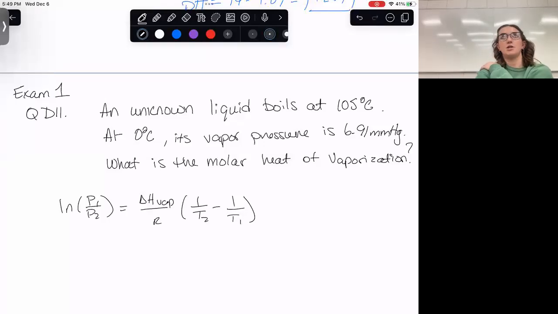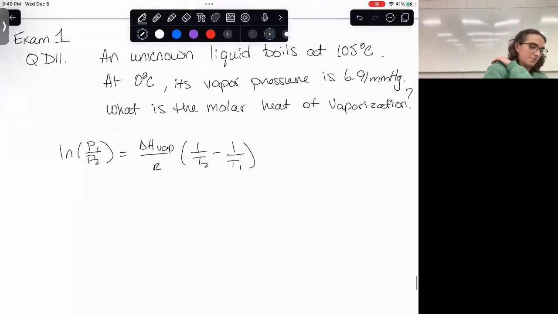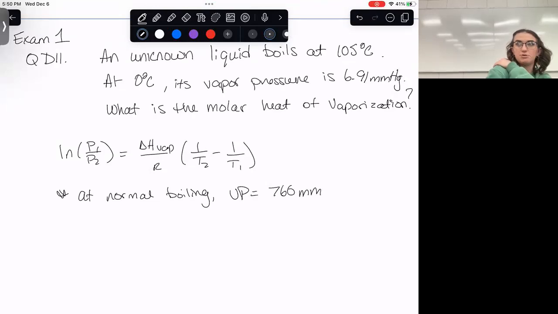The thing you needed to know here was that at normal boiling, vapor pressure is equal to 760 millimeters of mercury, or 1 ATM. So that would have been that second pressure.